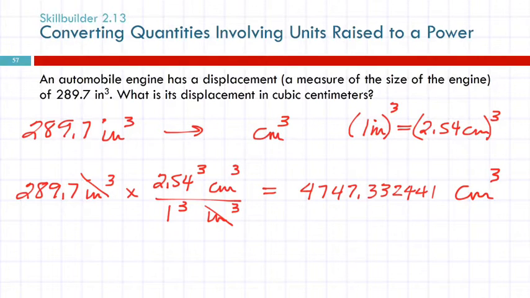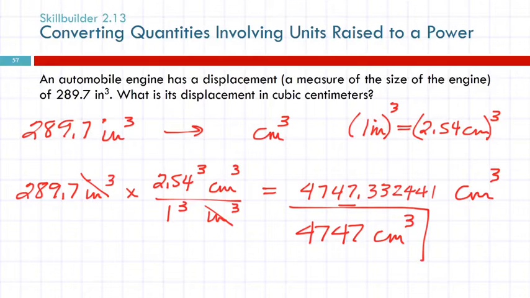Did you get the number to come out on your calculator? So how many sig figs should it have? 4. This one's exact, so we don't even have to think about that one. We started with 4, we're going to end with 4. So 4747 cubic centimeters. That's the size of the engine. Questions?